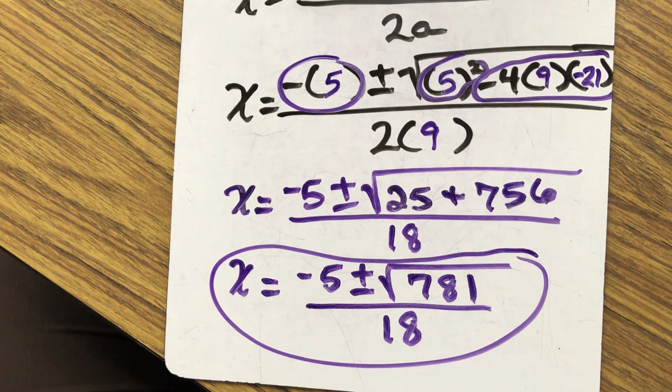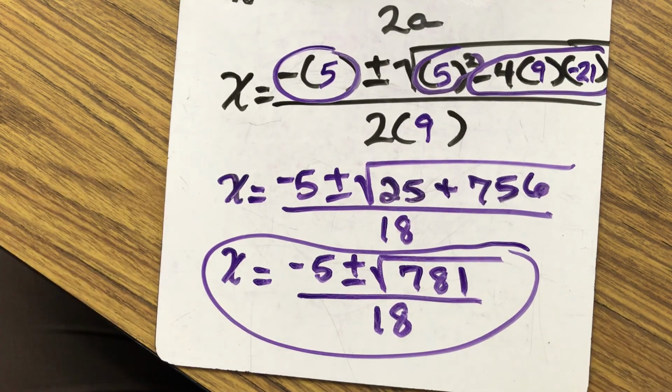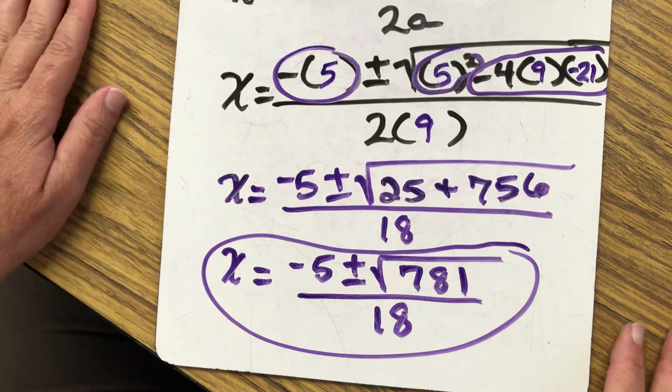Because 781 is not a perfect square, no two same numbers multiply to give me that, I'm done for now unless I wanted to use a calculator, which I'm not going to do. So that is our final answer.